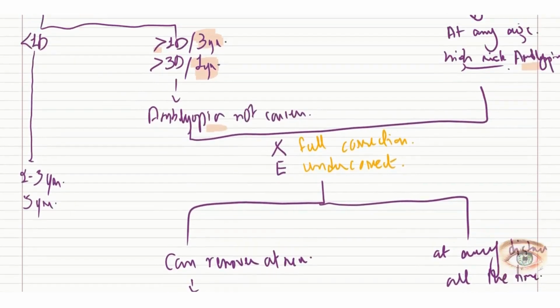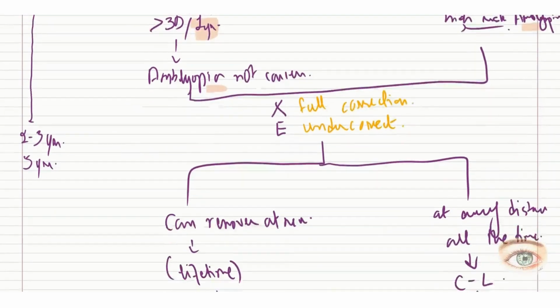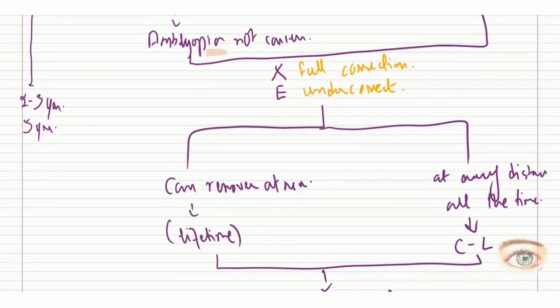So this was myopia. Let me sum it up for you guys. If it is less than 5 diopter, we are going to divide it into two groups. If it is less than 1 diopter, we are going to reevaluate at the age of 2 to 3 years and 5 years. If it is more than 1 diopter at the age of 3 years and more than 3 diopter at the age of 1 year, amblyopia is not a concern. And if it is more than 5 diopter and the patient is at high risk of amblyopia, we are going to give correction to the patient despite his or her age.